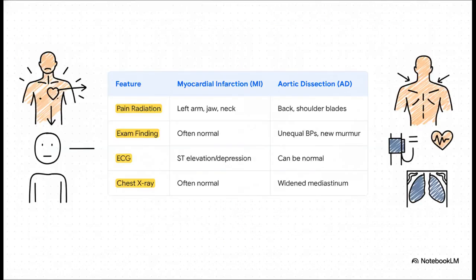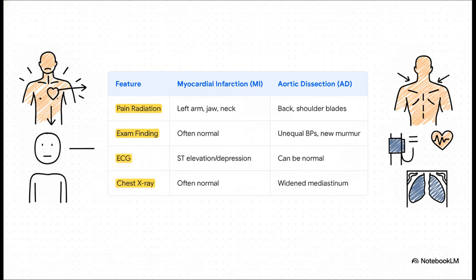Okay, let's break this table down. Radiation, MI goes to the arm, jaw, neck. Dissection goes to the back. Exam findings. With an MI, the exam can be totally normal. With dissection, you might find those unequal blood pressures or a new murmur. Now, this is really important. The ECG in a dissection can be completely normal.